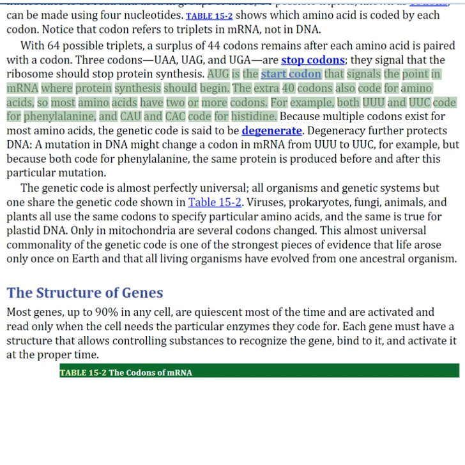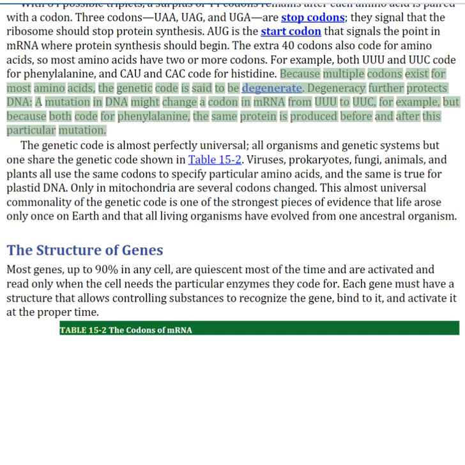The extra 40 codons also code for amino acids, so most amino acids have 2 or more codons. For example, both UUU and UUC code for phenylalanine, and CAU and CAC code for histidine. Because multiple codons exist for most amino acids, the genetic code is said to be degenerate. Degeneracy further protects DNA. A mutation in DNA might change a codon in mRNA from UUU to UUC, for example, but because both code for phenylalanine, the same protein is produced before and after this particular mutation.